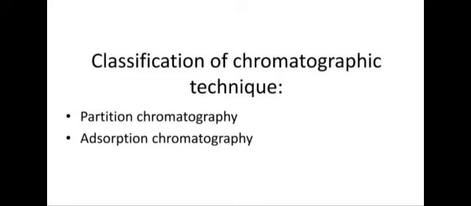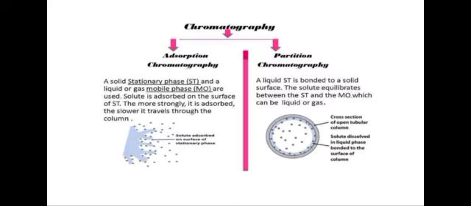Now the classification of chromatography techniques has two types: partition chromatography and adsorption chromatography. First we see adsorption chromatography. In adsorption chromatography, a solid stationary phase and a liquid or gas mobile phase are used. The solute is adsorbed on the surface of the stationary phase. The more strongly it is adsorbed, the slower it travels through the column. That is called adsorption chromatography.